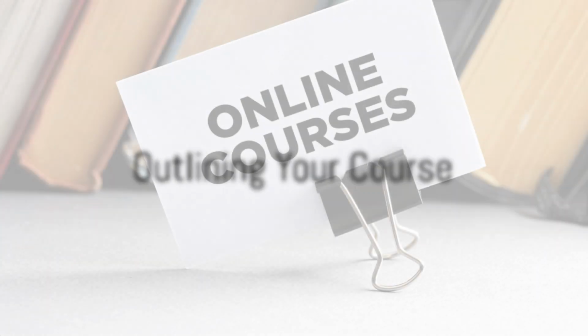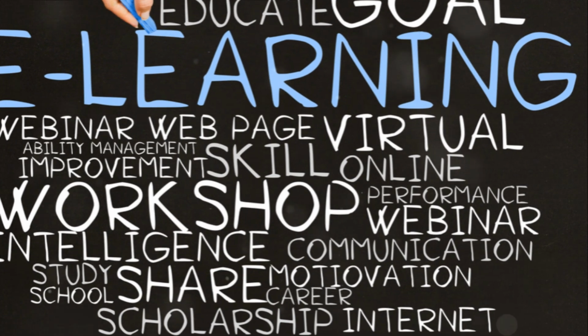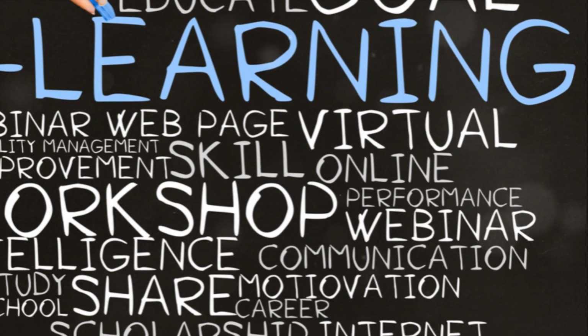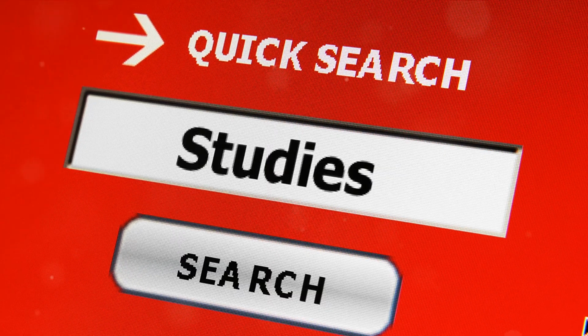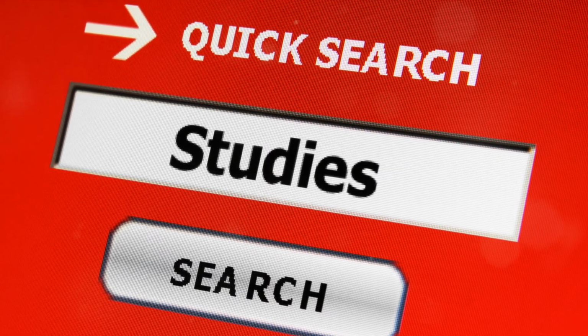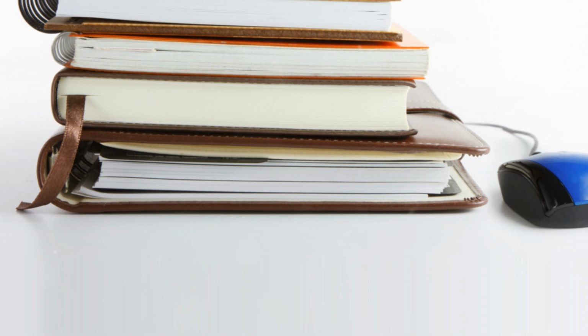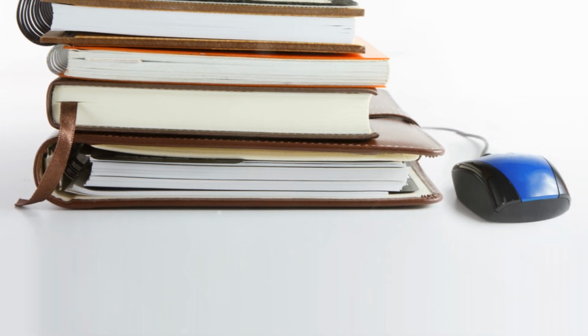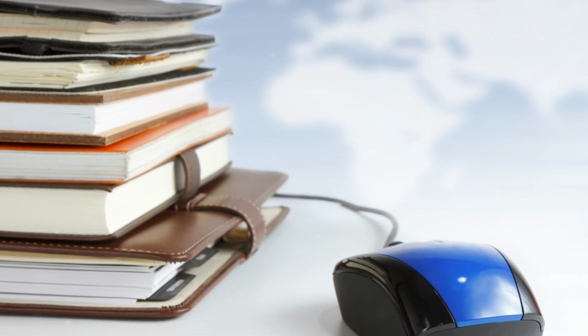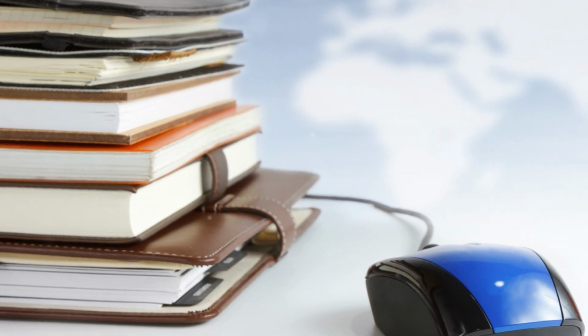Once you've decided on a topic, the next step is to outline your course. Start by breaking down your topic into smaller, digestible sections. Each section should cover a specific aspect of your topic. This will not only make the content easier for your students to absorb, but also make the course creation process more organized for you.